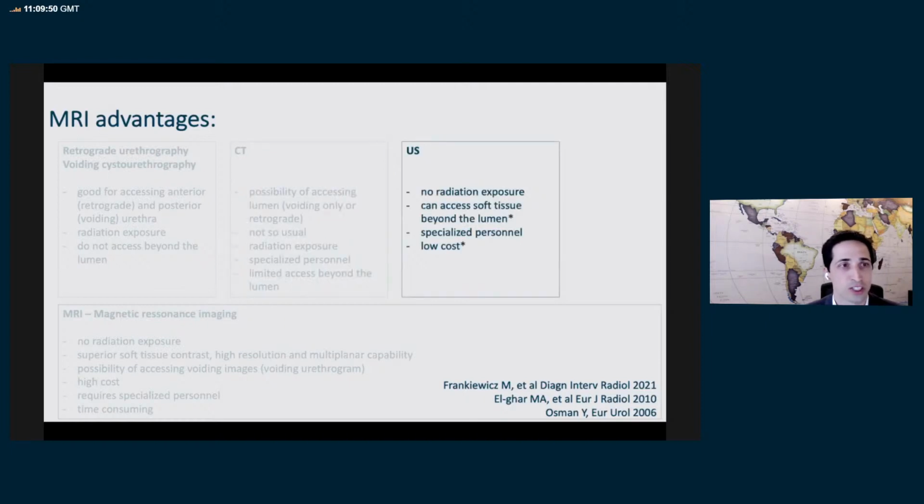As Professor Nikish told us, ultrasound is a very good method. There is no radiation exposure. It can access soft tissue beyond the lumen, but it does need specialized personnel, and the great advantage is that it is a low-cost method.